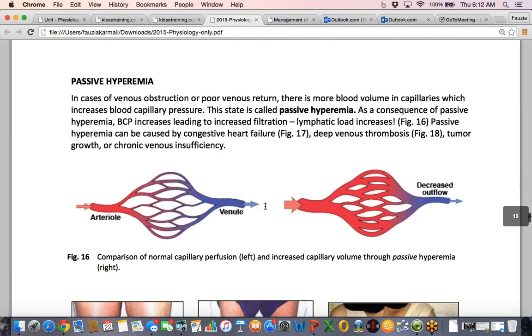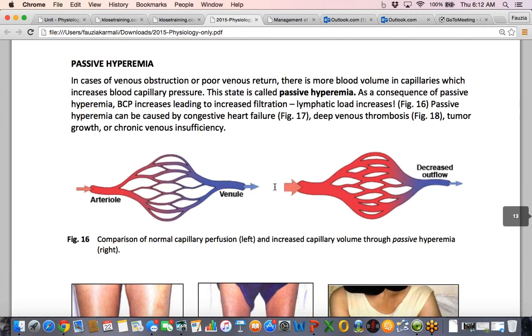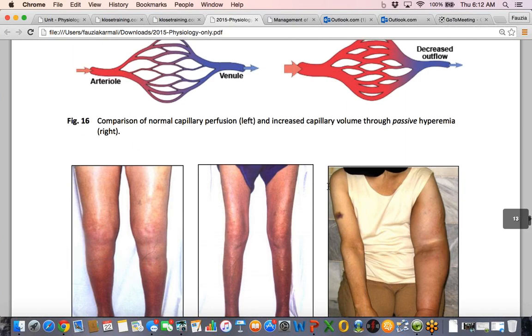And then he talked about passive hyperemia. That would be if there was congestive heart failure or a DVT, or maybe there's a tumor growth and there's decreased venous flow, then you're going to get a backing up of the blood into the tissues.